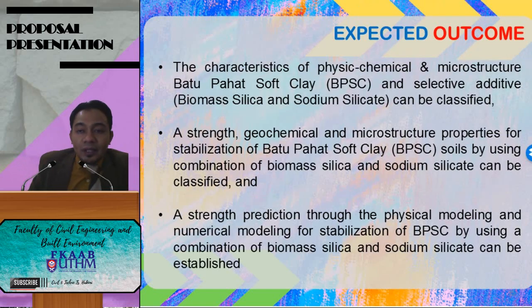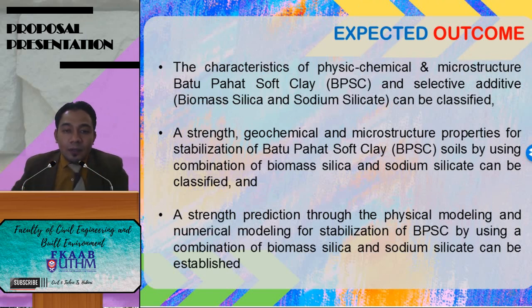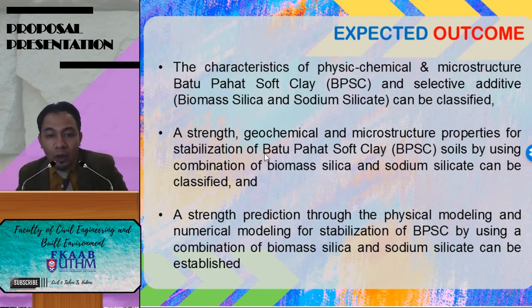Go to the expected outcome. First, the physical, chemical and microstructure characterization of Batu Pahat soft clay and selected additives, which are biomass silica and sodium silicate, can be classified. And then the strength, geochemical and microstructure properties for stabilization of Batu Pahat soft clay using a combination of biomass silica and sodium silicate can be classified. The last one is a strength prediction through the physical modeling and numerical modeling for stabilization of BPSC using a combination of biomass silica and sodium silicate can be established.